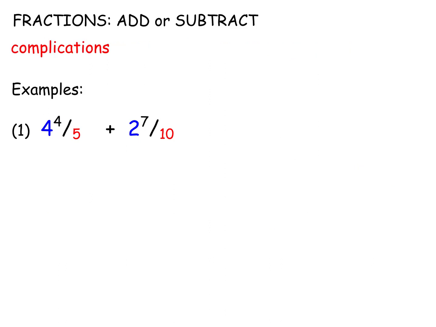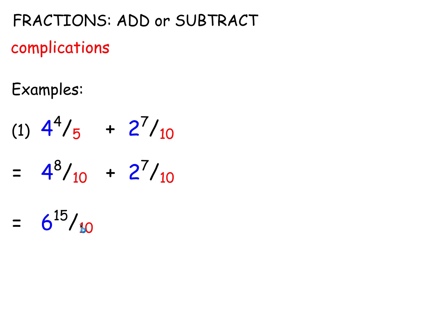Here are 2 cases. Suppose you had 4 and 4 5ths, add 2 and 7 tenths. These fifths can be turned into tenths, 8 tenths. So, as with any fraction, you're adding 4 5ths and 7 tenths with a common denominator. And all that happens here is, you add the 4 and the 2 and get 6, the whole number part. You add 8 tenths and 7 tenths, you'll get 15 tenths. And this is a top-heavy fraction, 15 tenths.